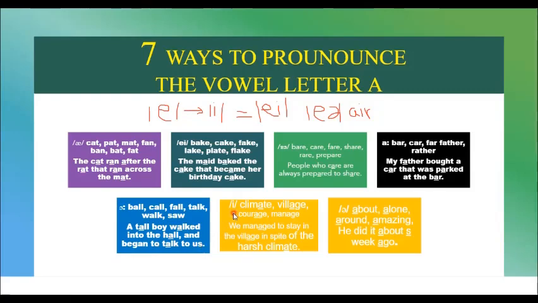That brings us to the next vowel sound, and that is the sound /ɪ/. The sound /ɪ/, not /i/, please. The sound /ɪ/, derivable from the vowel letter A. You may be wondering, how can /ɪ/ be derivable from the vowel letter A?